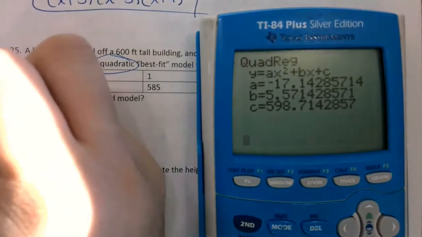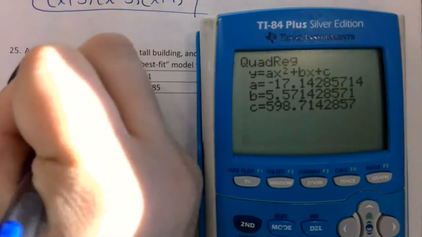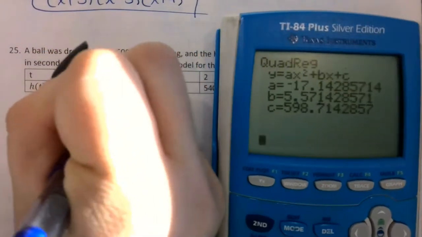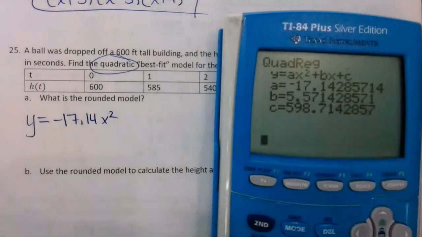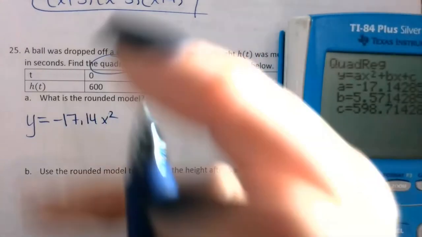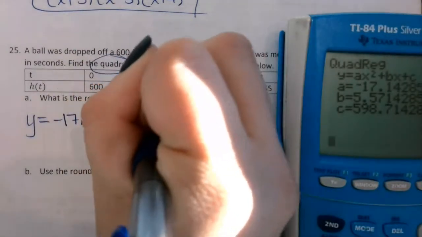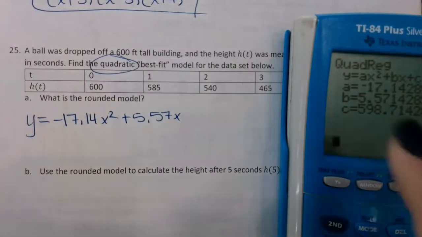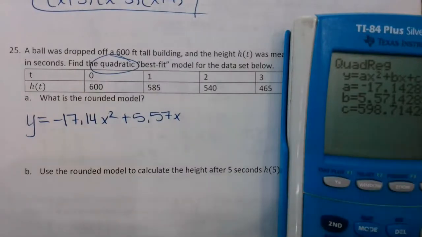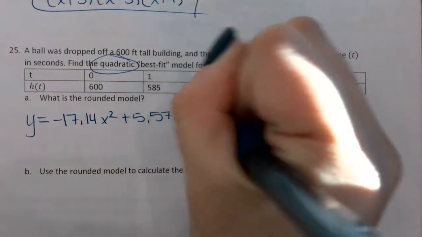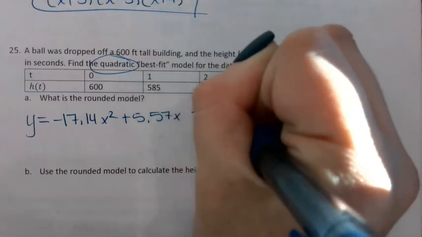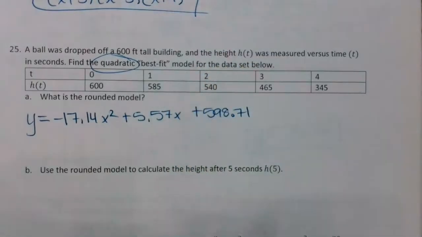So I plug in. I'm going to have y equals negative 17.14 x squared, because I'm plugging in for a, plus 5.57x, and then plus 598.71. That's my answer for A.